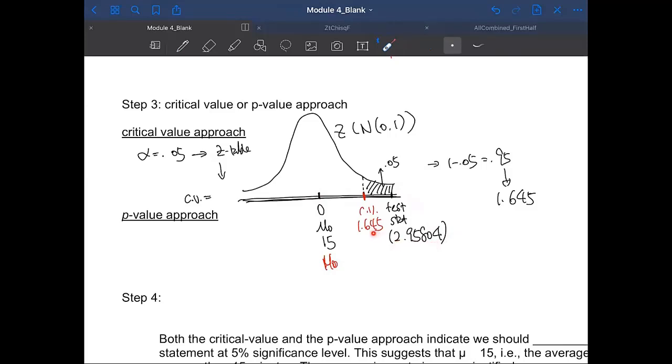is higher than the critical value, we are going to reject the null. Is it clear how I arrived to this conclusion? Do you guys want me to say it again? If yes, just raise your hand. Okay, I'm going to say it again.